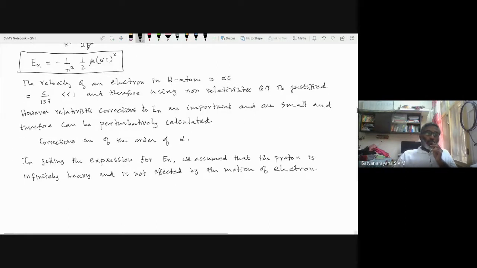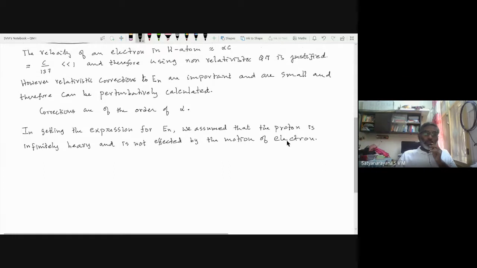So how do we know that we made this assumption? Because when we reduced the two body problem to a one body problem, we said that the proton is considered as a force center, and the electron is at distance r, and the force center is at rest. That means it is infinitely heavier. And instead of taking the mass, we have taken mu, but this mu is more or less the electron mass. This is also another indication that we have chosen the proton to be infinitely heavy.